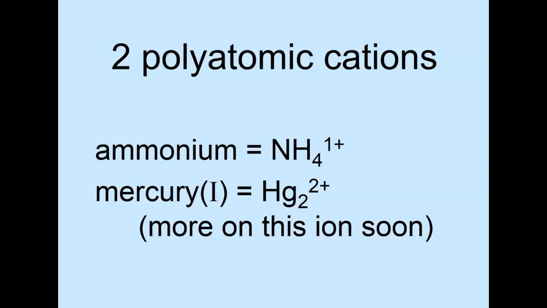And then polyatomic cations, ammonium, we've already talked about. Mercury 1, this is another transition element. And mercury 1 is Hg2 with a 2 plus charge. When we get to talking about other transition elements, we'll come back to this one. But there it is on your polyatomic ions. It is the only transition element that shows up as a polyatomic cation.